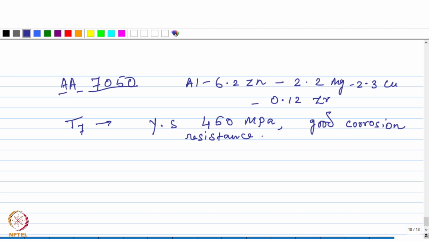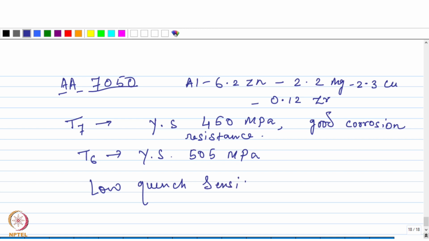And if you look at the properties in T6 condition of this particular alloy, then you have somewhat higher strength, because T7 is kind of overaged. So in the peak aged condition, this will provide a yield strength of 505 MPa. And the other favorable property that this alloy exhibits, apart from the mechanical properties, is the low quench sensitivity.